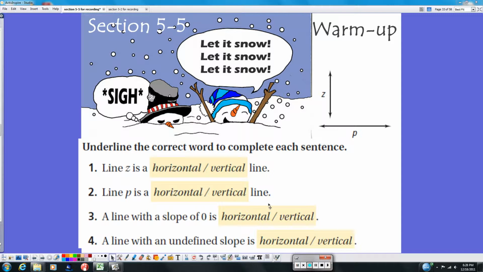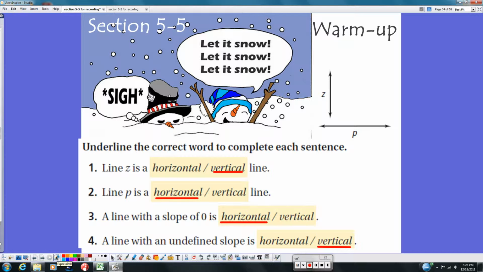Welcome to the second part of Section 5.5, Standard Form. Let's warm up with a review of horizontal and vertical lines. Underline the correct word to complete each sentence. Line Z is either horizontal or vertical. Line P is horizontal or vertical. A slope of 0 is horizontal or vertical. And an undefined slope is horizontal or vertical.